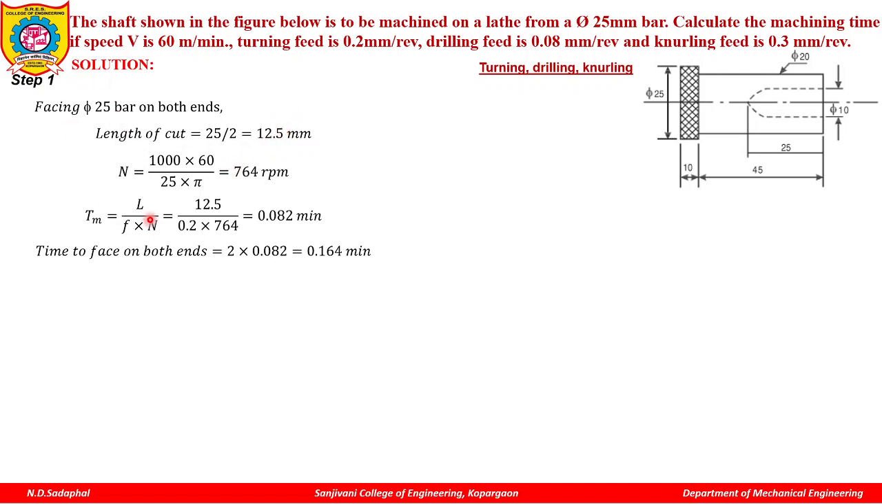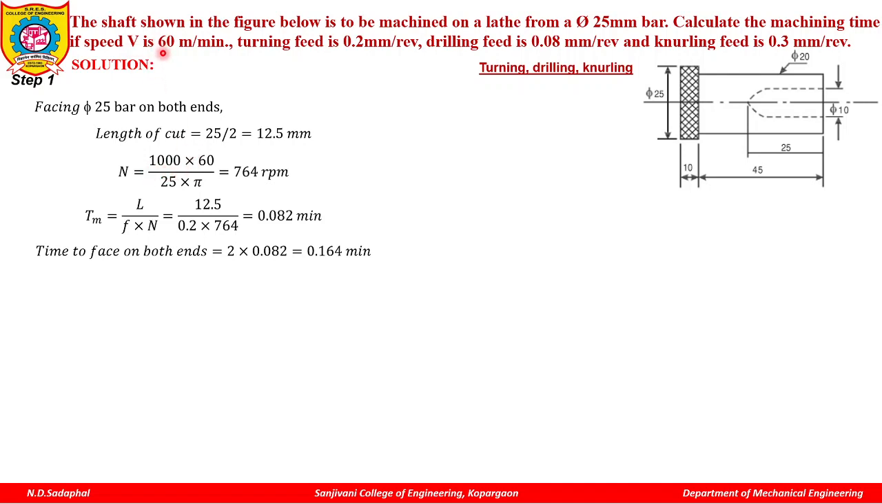So for this facing operation, first of all we have to calculate the speed, the RPM for the workpiece. So N equal to 1000 into 60 upon 25 into pi. So how does this formula come? N equal to V upon D into pi, or pi into D. So in the numerator what is there? V is there.